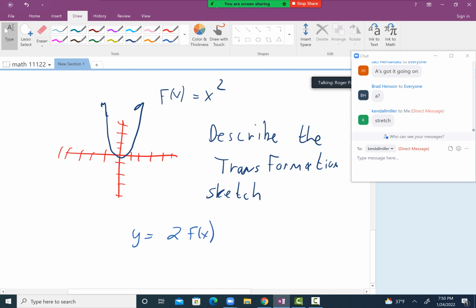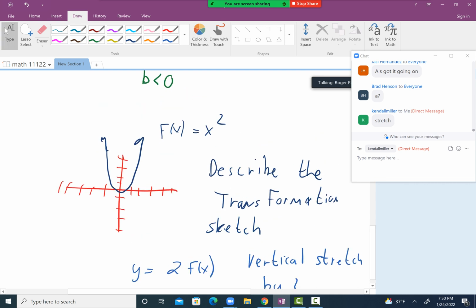So if it's asking you to describe this, then you're just going to say, this is a vertical stretch by 2. You have to make sure you say it's a vertical stretch. Now, if it's asking you to sketch the graph, it's just going to stretch this thing. So then it's going to kind of go like this and like this. So you're going to make it a little bit narrower than what it is. Okay? That's the sketch. And that's what you're looking for.